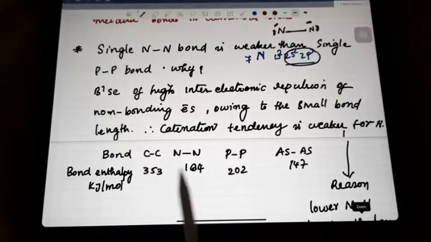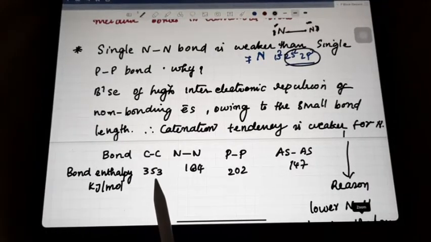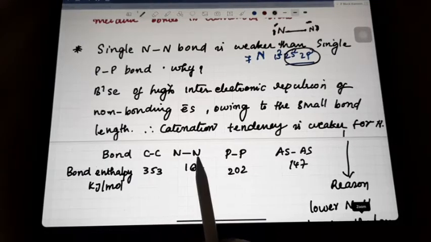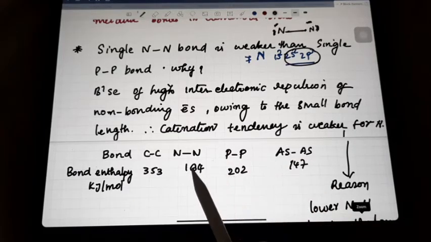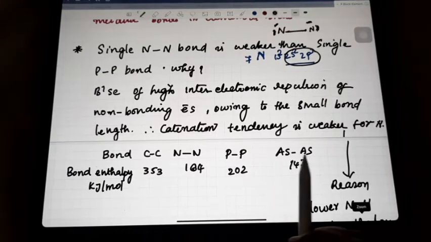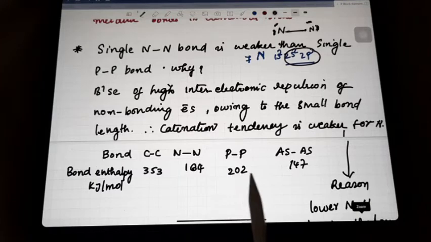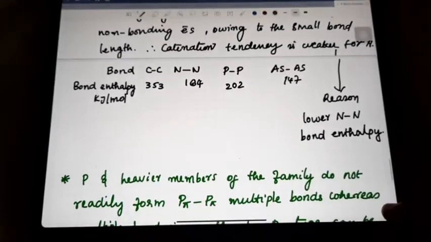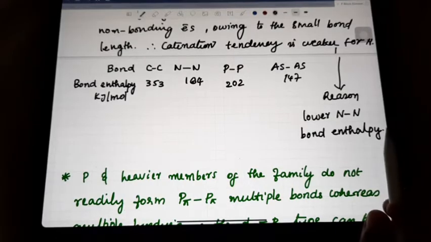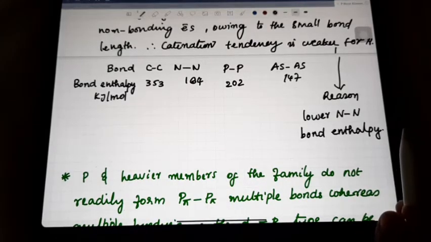From the values you can understand that in the case of C single bond C, 353 is the bond enthalpy needed for breakage, but in the case of N single bond N, it is 164. That means we can break it easily; it is very weak. In the case of P single bond P, you can see 202, and arsenic 147. So from that you can understand that the nitrogen single bond is easy to break because the bond dissociation enthalpy is lower. Lower bond dissociation enthalpy is the reason for the weakening of the N single bond N.